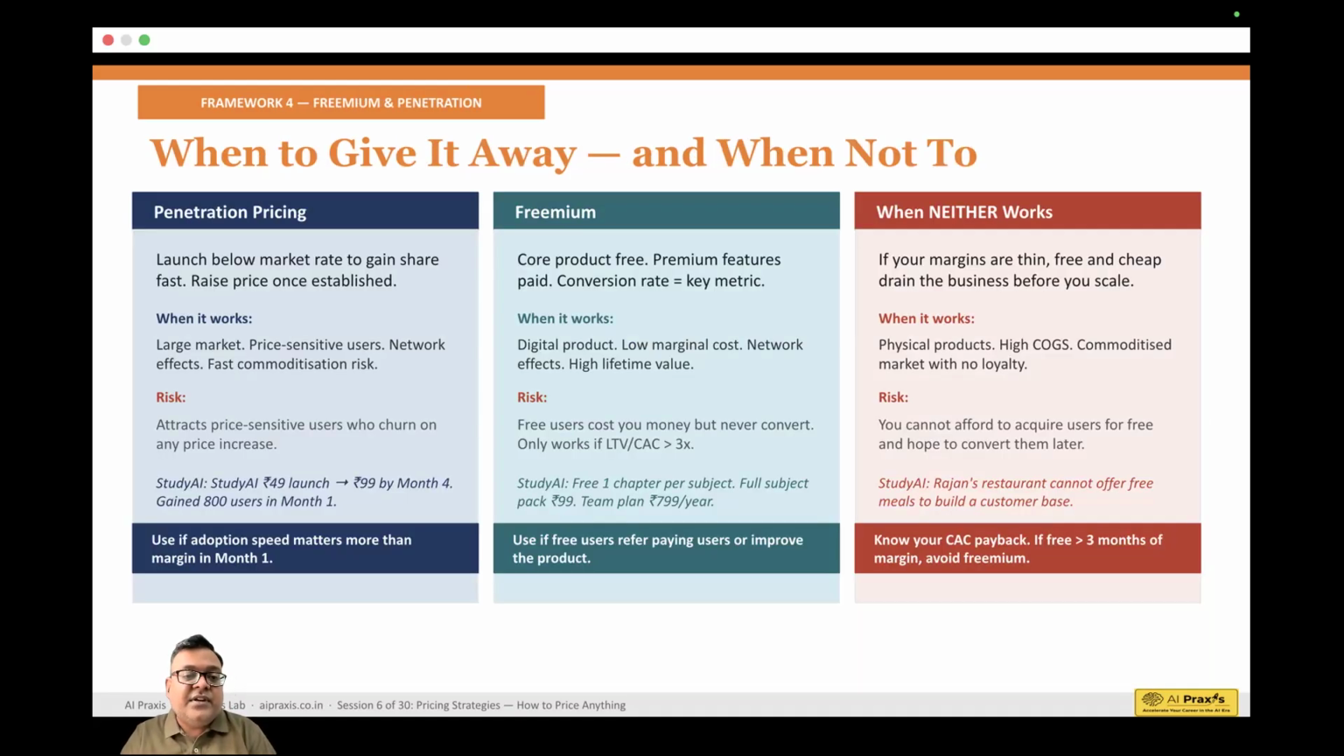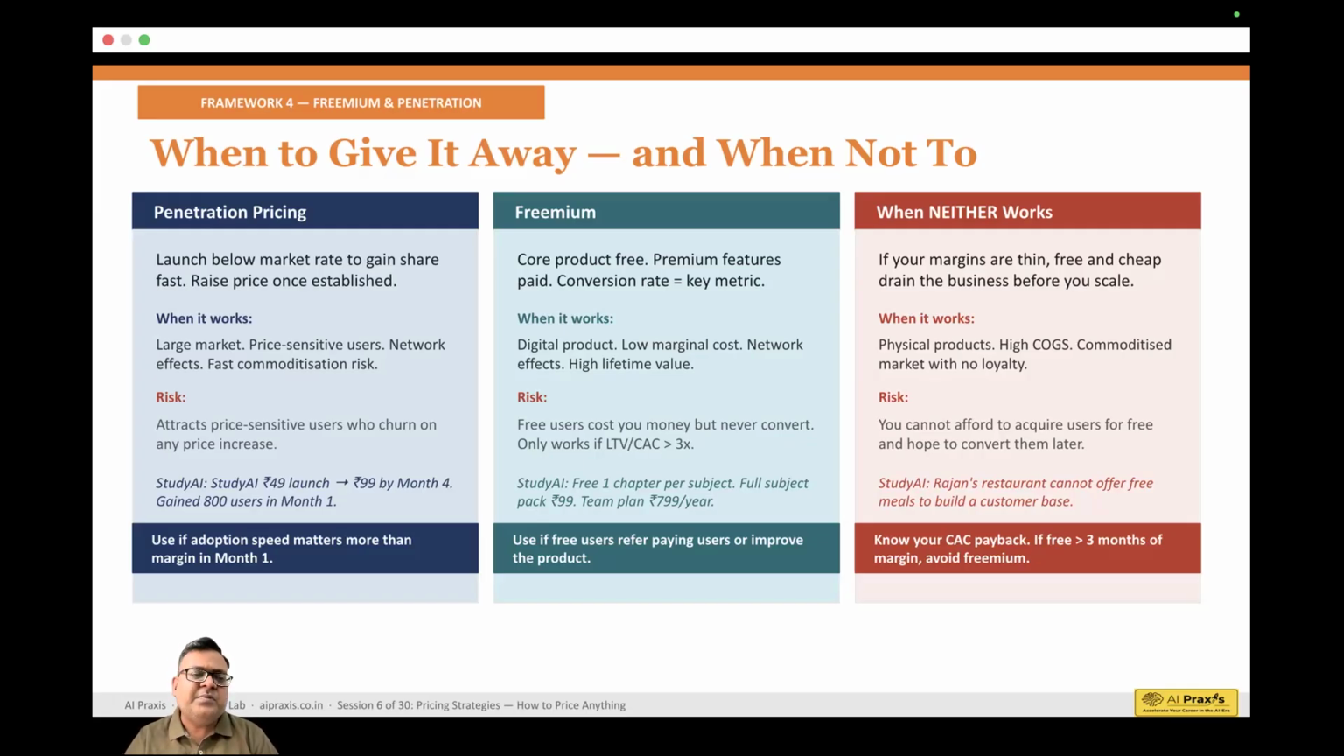And the last framework here is freemium and penetration: when to give it away, which means when to give it free and when not to. So penetration pricing: launch below market rate to gain share fast, and maybe raise the price once established. When it works: large market, very simple. Price sensitive users, network effects, fast commoditization risk.